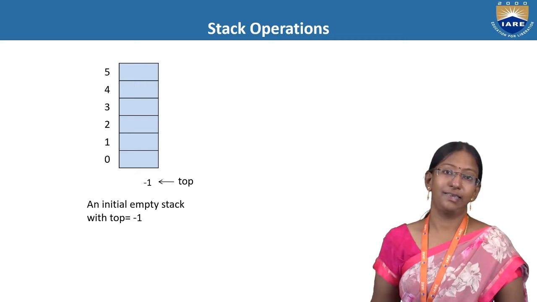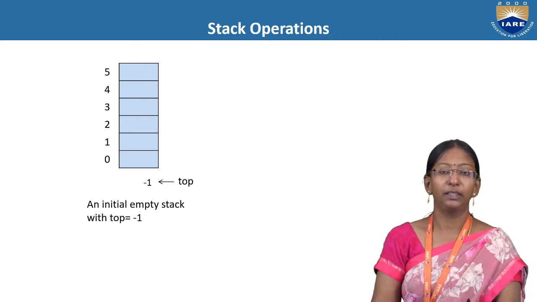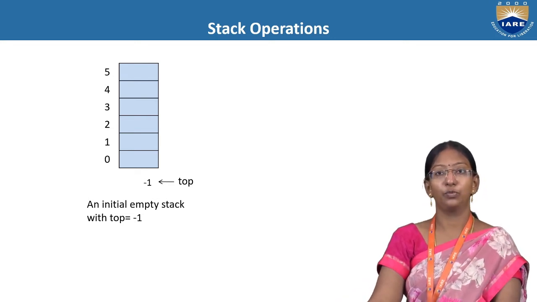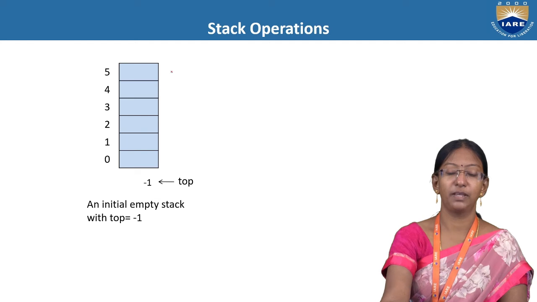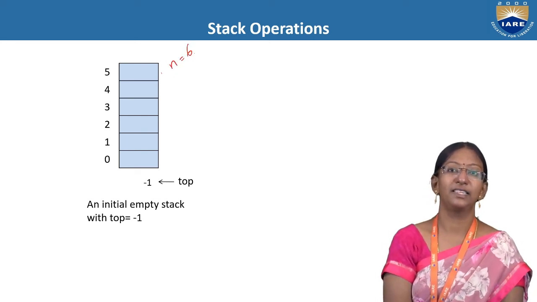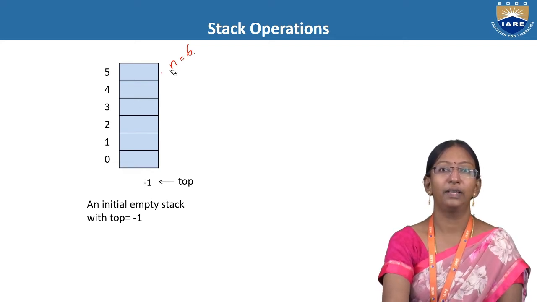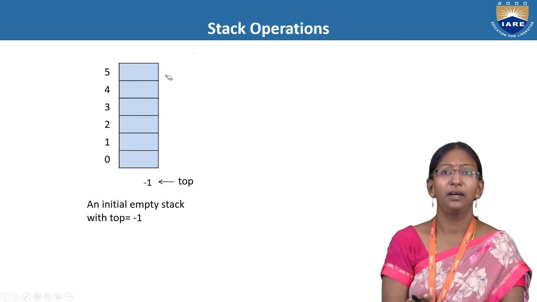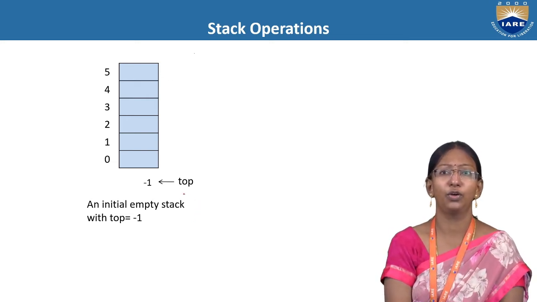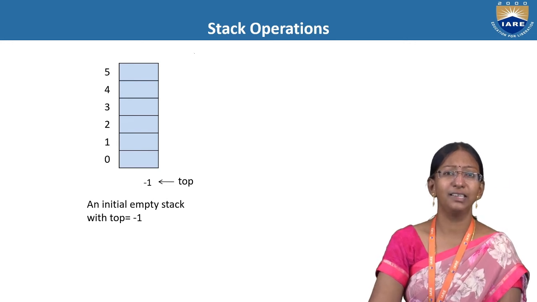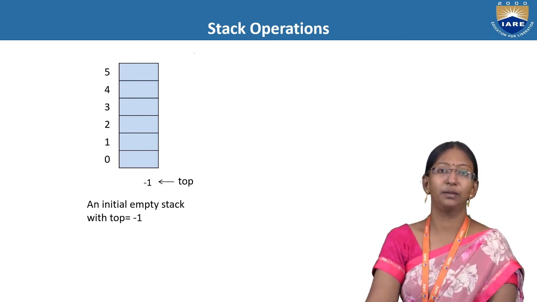Okay, let's see stack operations. I'll show you the stack operations one by one. Let's take this one where the maximum size n is equal to 6. Let's say n is the size of your stack. So the index values run from 0 to 5, right? And the initial value of your top is minus 1. What did I tell you? When top is equal to minus 1, it tells that the stack is empty. This is an empty stack.